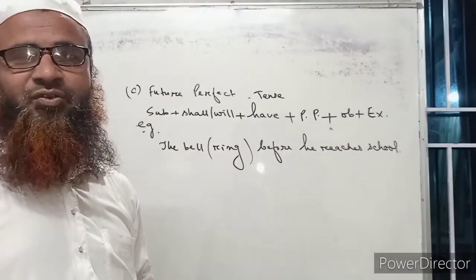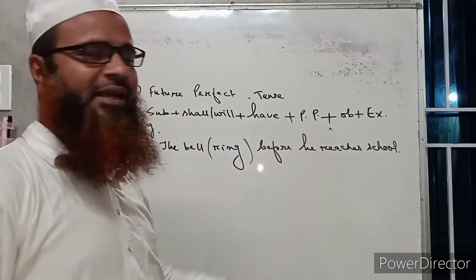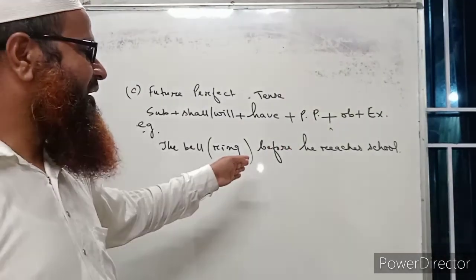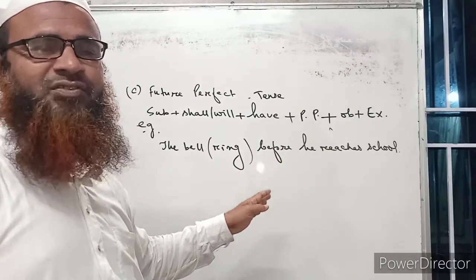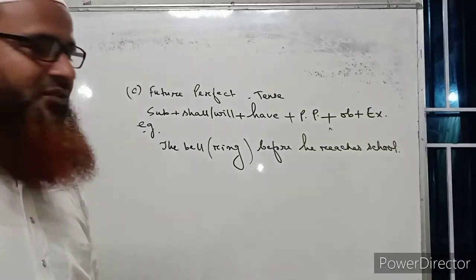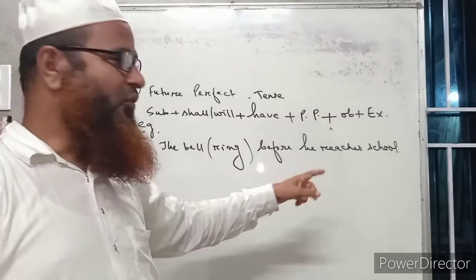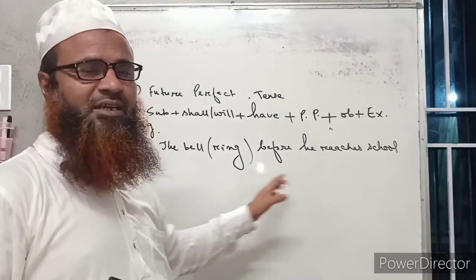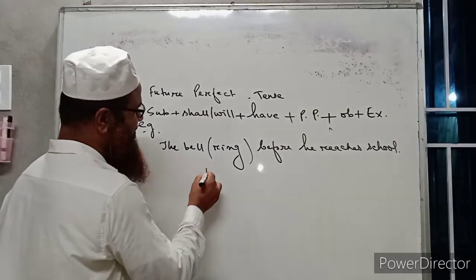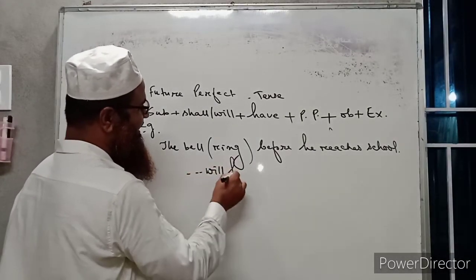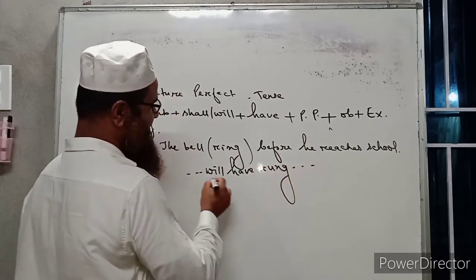There are two actions. One is the ringing of the bell. Another is the reaching of school by him. Which part will be done before the other in future time? Both actions are of future time, but here the bell will ring before he reaches school. That is why this part should be written in future perfect tense. The bell will have rung. Ring, rang, rung, before he reaches school.